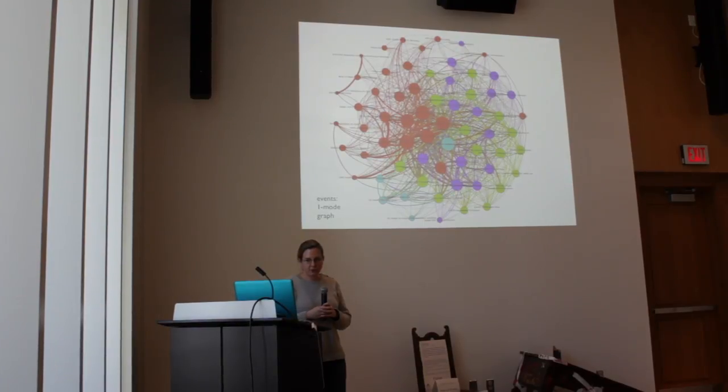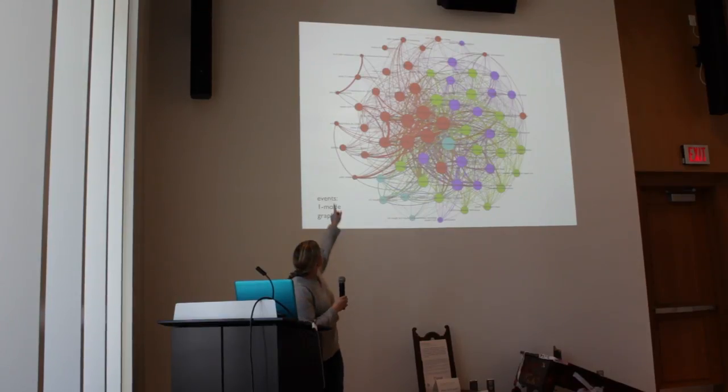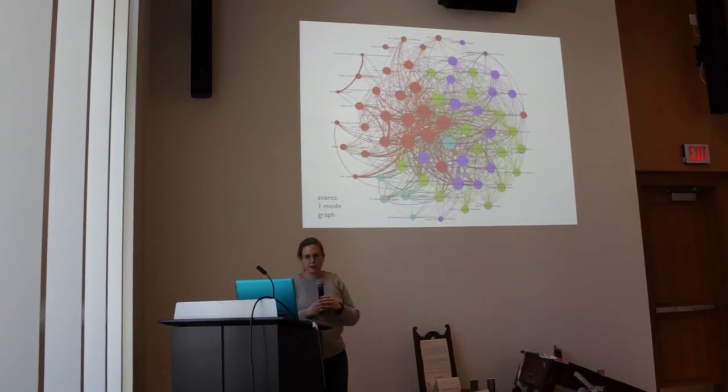Again, the size of the node is just the number of connections, so you can see the bigger events versus the smaller events. For example, up here in the corner, those are the thick lines and smaller dots. That's an event which had two workshops. So you can see how that kind of goes up.